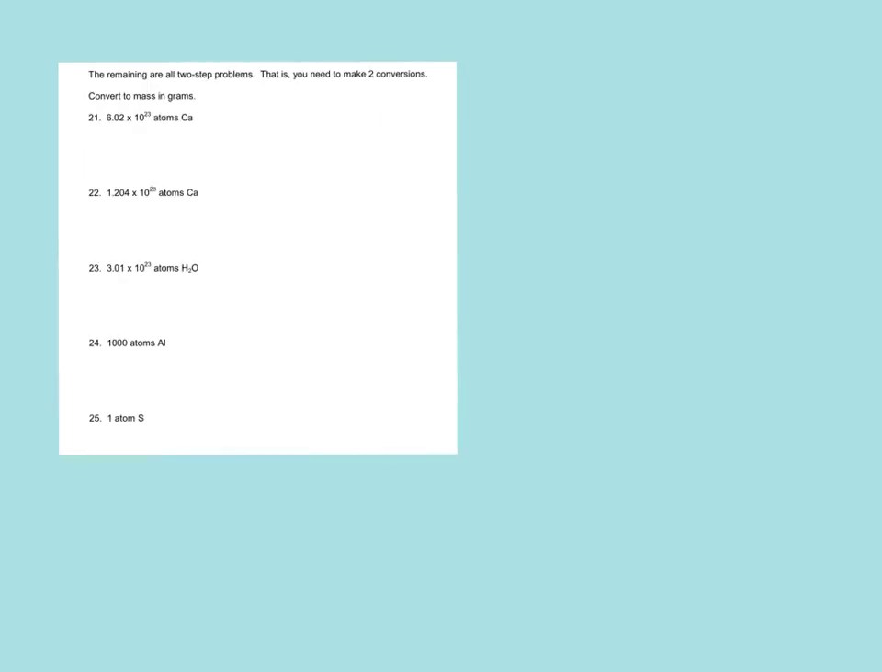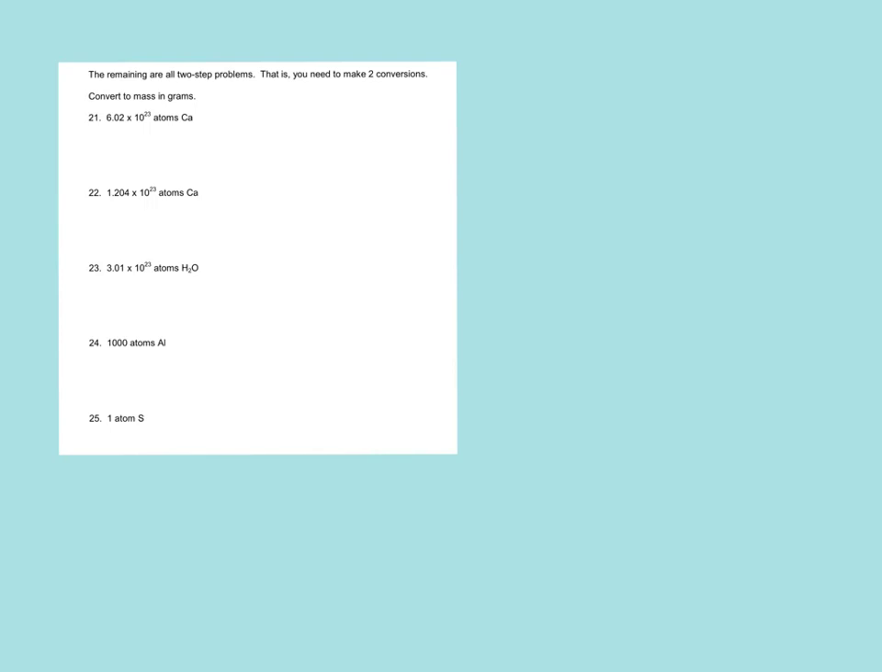Okay. And the next two sections are two-step problems. So you need to do two of the conversions that we just did and put them together. You have a couple of options as to how you want to approach this. You can do the conversion separately, or you can sort of clump them all together into one longer problem.